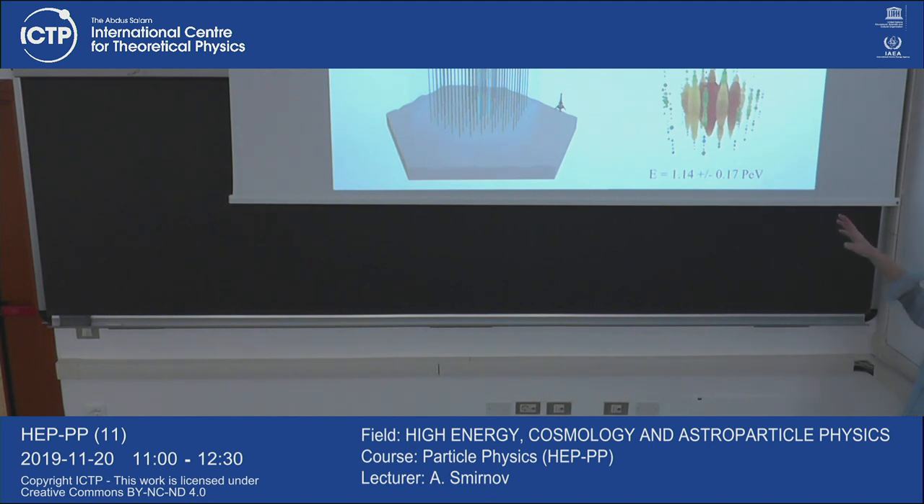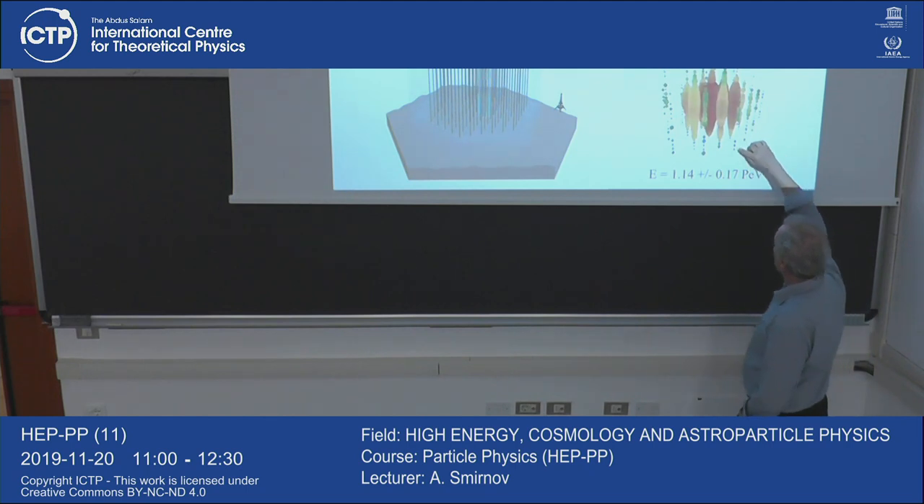Now these are again pictorial pictures of the first two events on the basis of which they claim that they see these cosmic ray neutrinos. They correspond to showers, so most probably this is induced by an electron neutrino, which produces an electron, and then you have development of a shower. So how to read this?